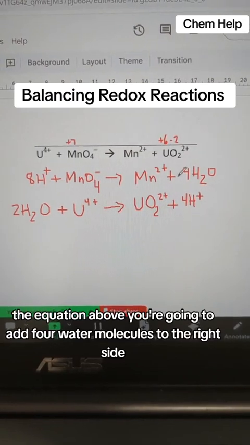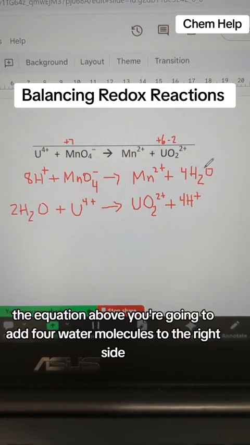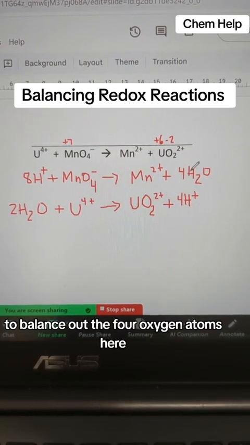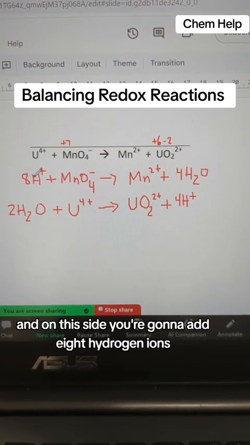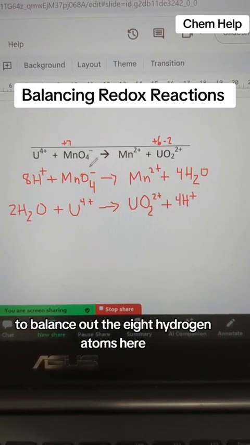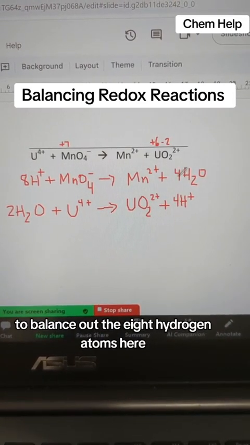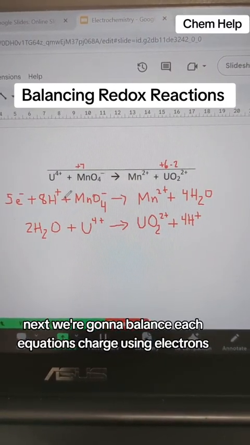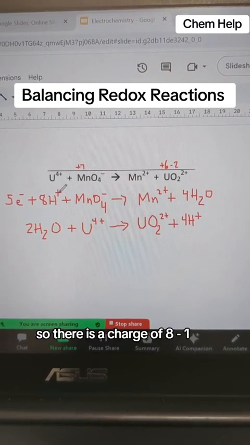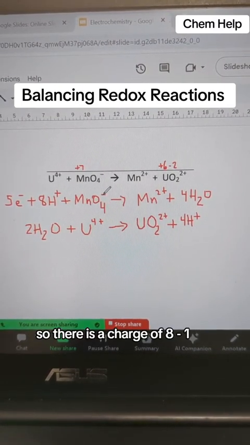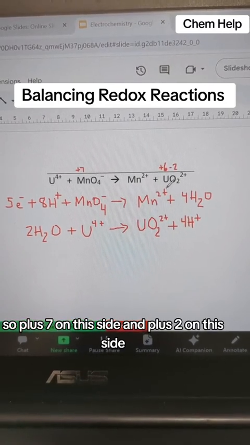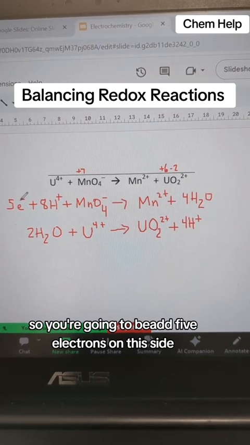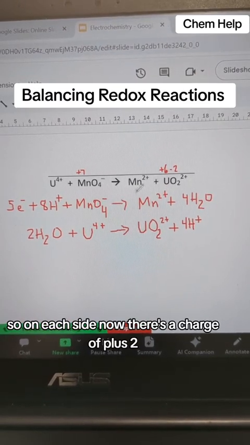In the equation above, you're going to add 4 water molecules to the right side to balance out the 4 oxygen atoms here. And on this side, you're going to add 8 hydrogen ions to balance out the 8 hydrogen atoms here. Next, you're going to balance each equation's charge using electrons. So there is a charge of 8 minus 1, so plus 7 on this side, and plus 2 on this side. So you're going to add 5 electrons on this side. So on each side now there's a charge of plus 2.